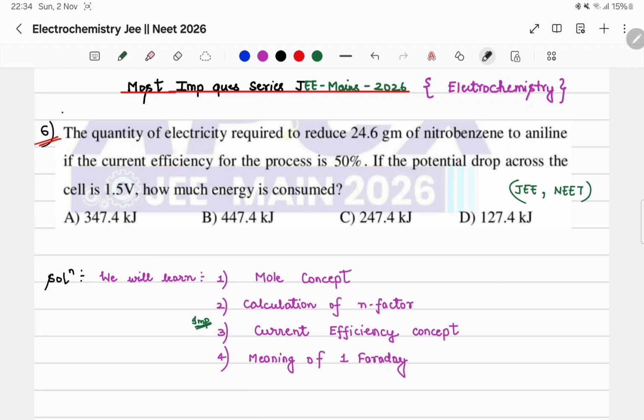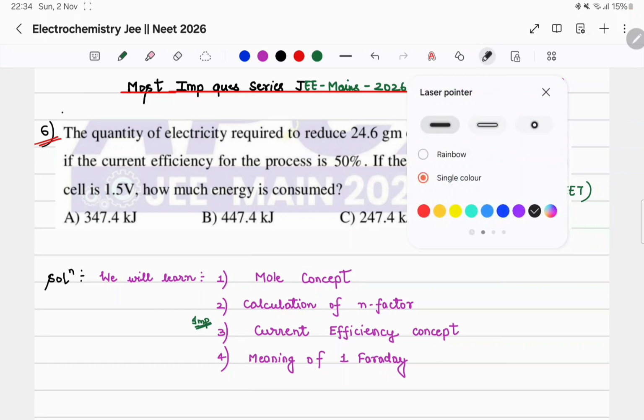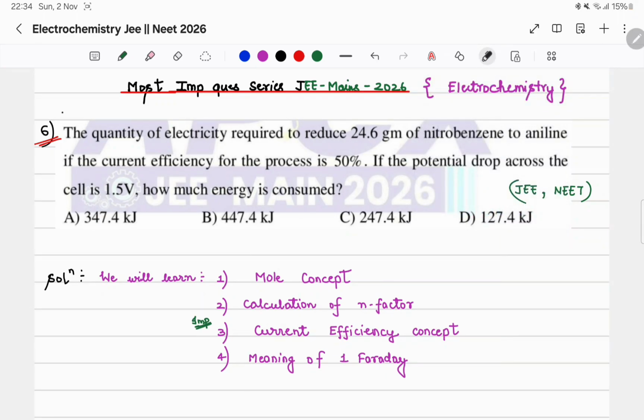So in today's session, from this single question, we are going to understand first the basic mole concept, and we will also know the calculation of n factor, and third and most important, which generally students confuse, the current efficiency concept, and last, what do you mean by 1 Faraday. So all 4 topics will be covered in this single question. So let's proceed.